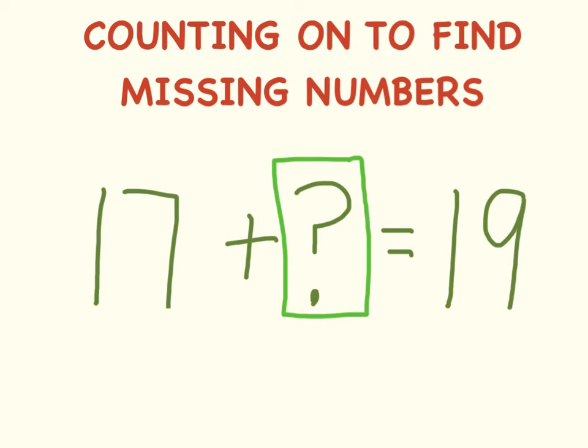In this lesson, we're going to be working on counting on to find missing numbers. And this is all working with the connection between plus and minus. On this page here, we have a little bit of a question. It's written in a number sequence. It says 17 plus, and there's a question mark in a box, equals 19. So 17 plus a number that we don't know equals 19.